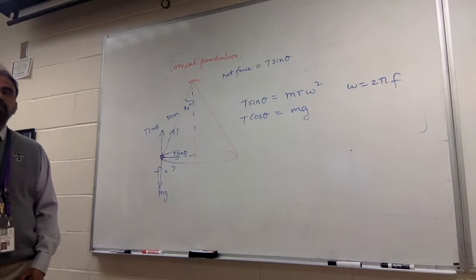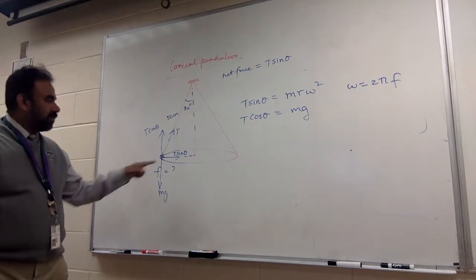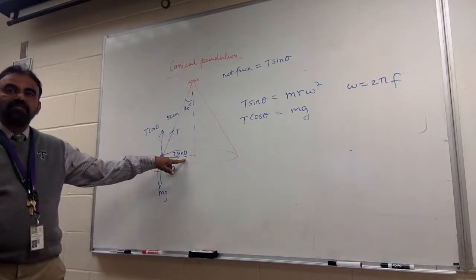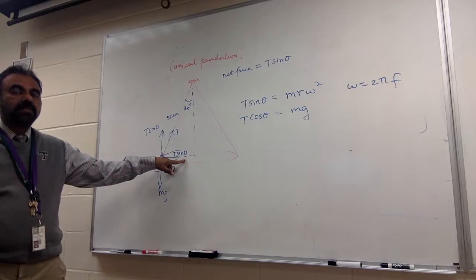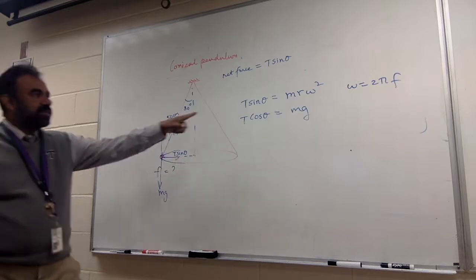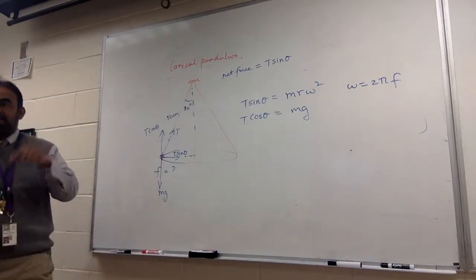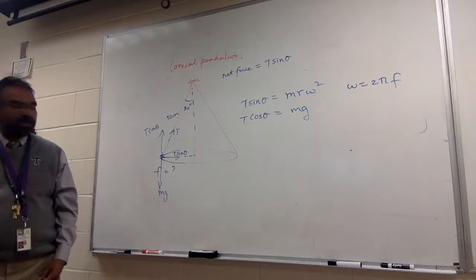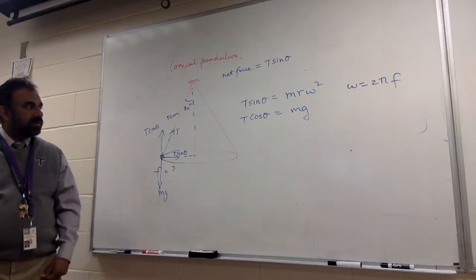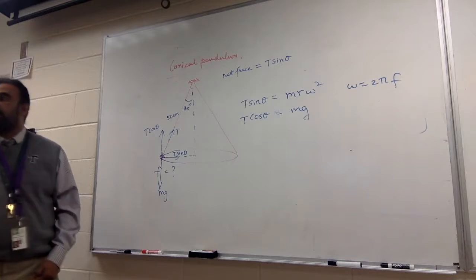Can you explain why T sine theta is equal to that? Because that's the centripetal force towards the center. Is that just the equation for acceleration? This is the centripetal force formula. Since T sine theta is the net force, it's equal to mr omega squared. Now, do you know r? Do you know the radius? No. Well, you can find it. Very good.